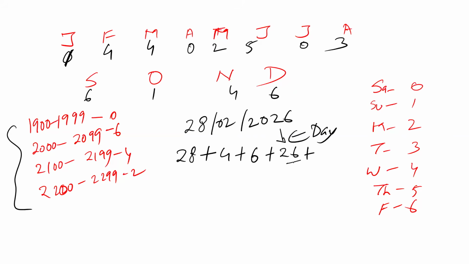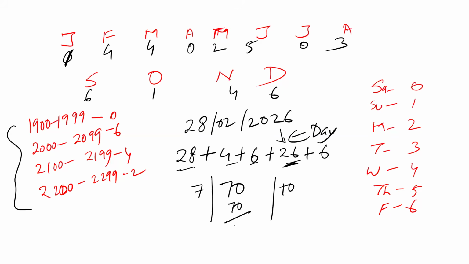Last value: this 26. How many times divisible by 4? 6 times. Always divide this number 26, the last two digits of the year, by 4. How many times divisible? 6. Now add everything. 28 plus 4 plus 6, 38. 38 plus 26, 64. 64 plus 6, 70. Now, after adding everything, how many days in a week? 7. Divide that 70 by 7.